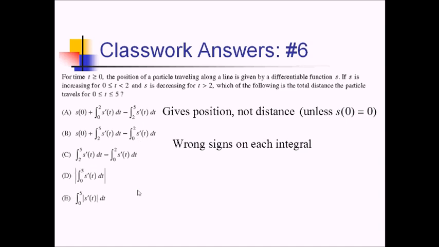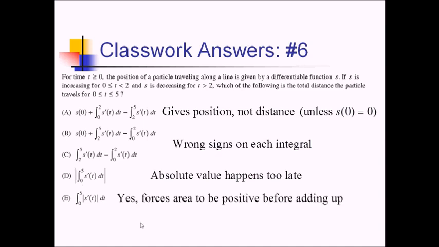With E, it's inside. And this is our other way of calculating total distance, is to take the integral of the absolute value of the velocity. So the absolute value needs to be on the inside. With choice D, our absolute value is happening too late after we've already added up a whole bunch of negative little velocity strips. So we need to force each individual little velocity, height, strip, whatever you want to call them, to be positive before we add all of them together. So we're forcing area to be positive before adding it up. So for that reason, choice E is going to give us the total distance of our particle.